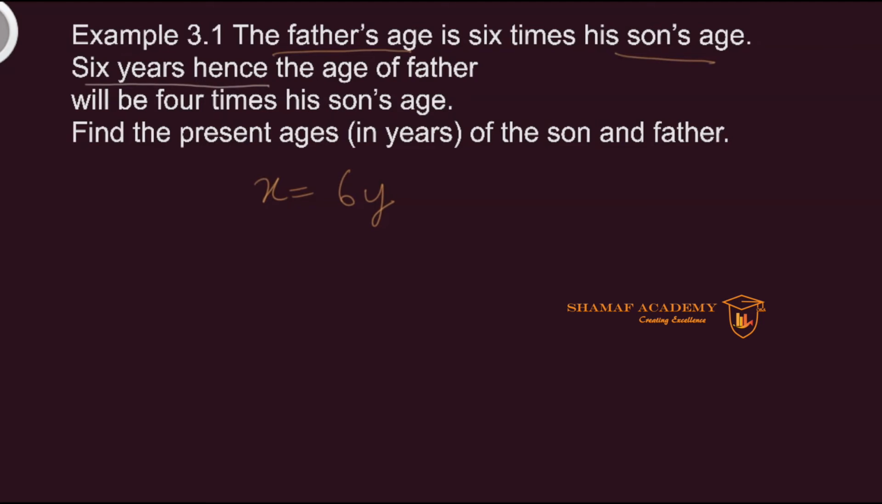Now the second equation is, 6 years hence, the age of father will be 4 times his son's age. So let me write x and y on each side. It says 6 years hence, which means after 6 years. So we just add 6 on both sides, because they both will age as 6 years have passed, right? Father's age will be 4 times his son's age, means father equals 4 times the son's age, whatever the son's age will be. So this is how we have formed the final equation.